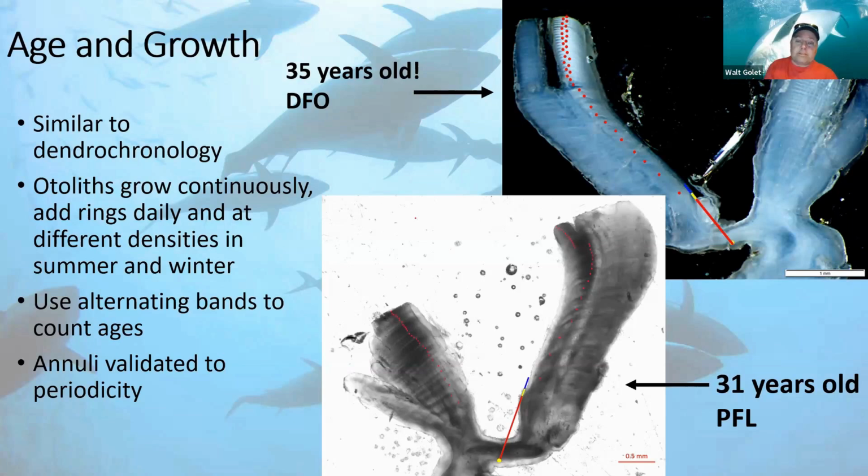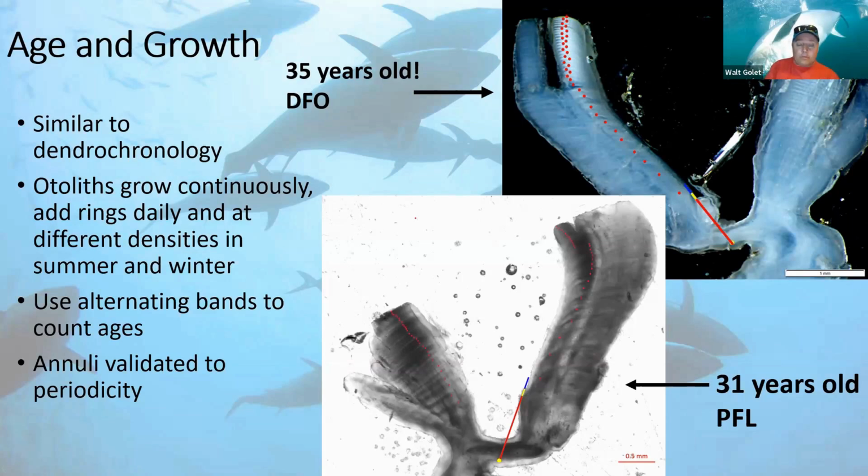So we have protocols set up where we all count the same ring, and you start sort of back here at the center of the otolith, and you count your way out. And so this one was a fish that we collected a few years ago that was 31 years old. And this one up here is from some colleagues in the Gulf of St. Lawrence in Canada, and that one was 35 years old.